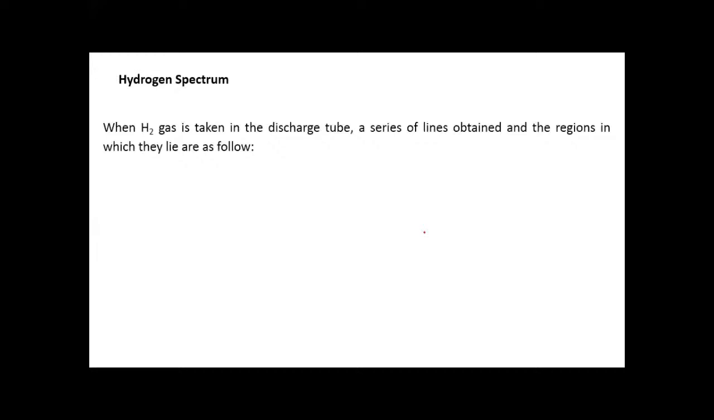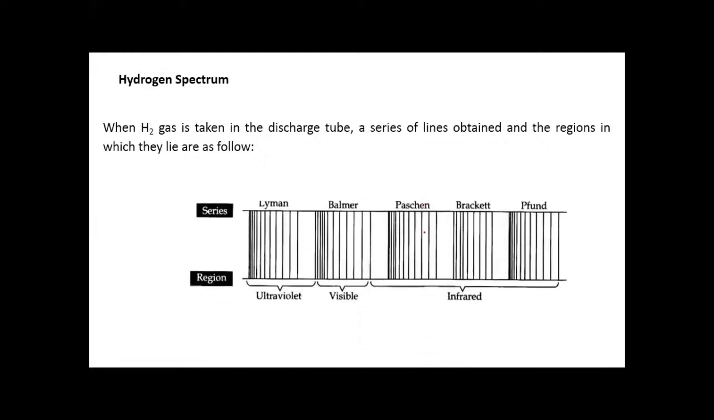Our next topic is the hydrogen spectrum. When H2 gas is taken in the discharge tube, a series of lines is obtained, and the regions in which they lie are as follows. Here, certain series are obtained. These series are the Lyman series, Balmer series, Paschen series, Brackett series, and Pfund series.